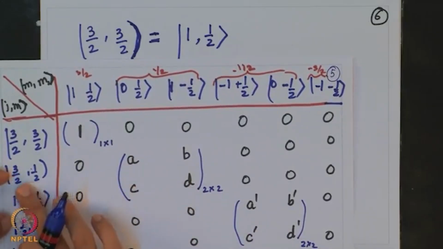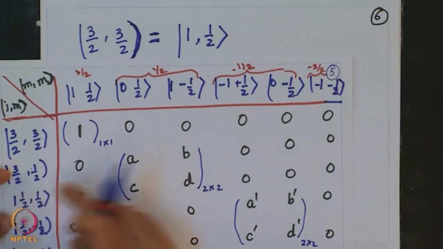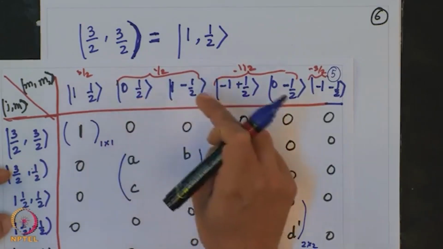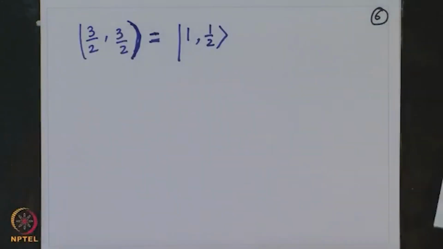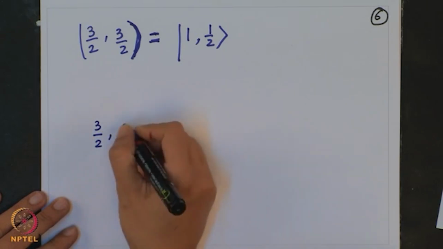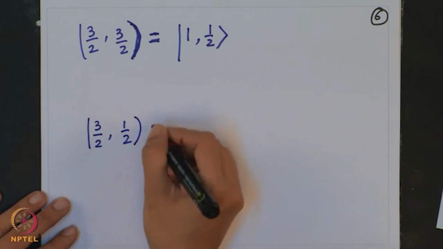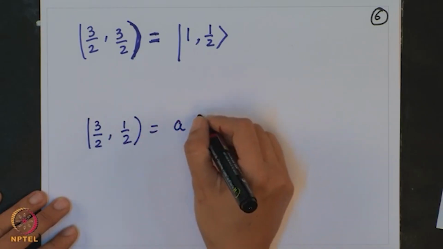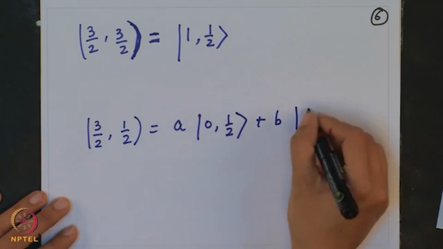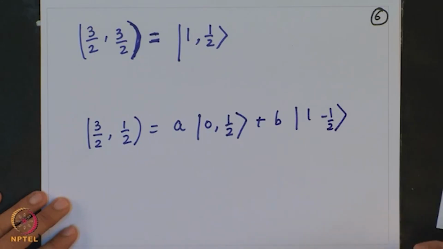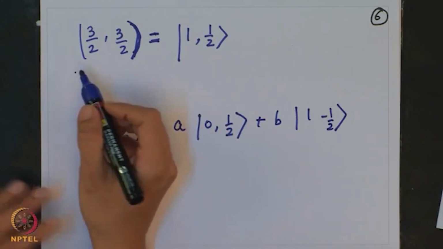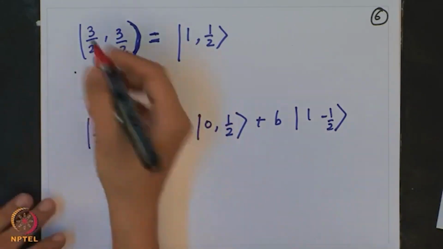Now, in order to write this state 3 by 2 comma half, I can write it as A times this plus B times this term, agreed. So, let me write it. 3 by 2 comma half is written as A times 0 half plus B times 1 minus half, agreed. Now, in order to come from this state to this state, what we will do here is apply a ladder operator, do a ladder operation.